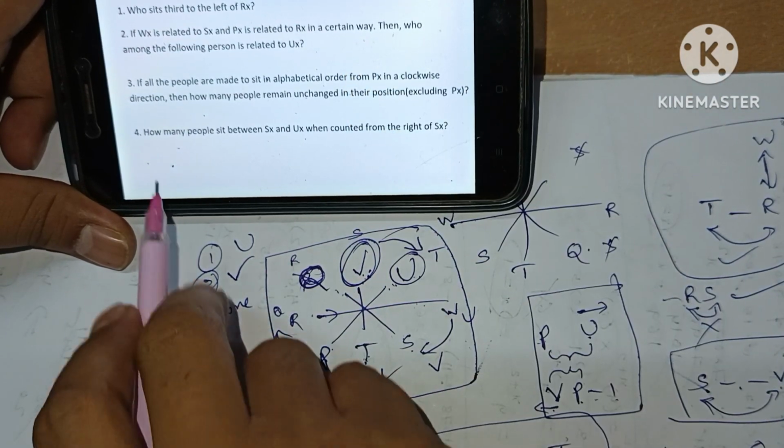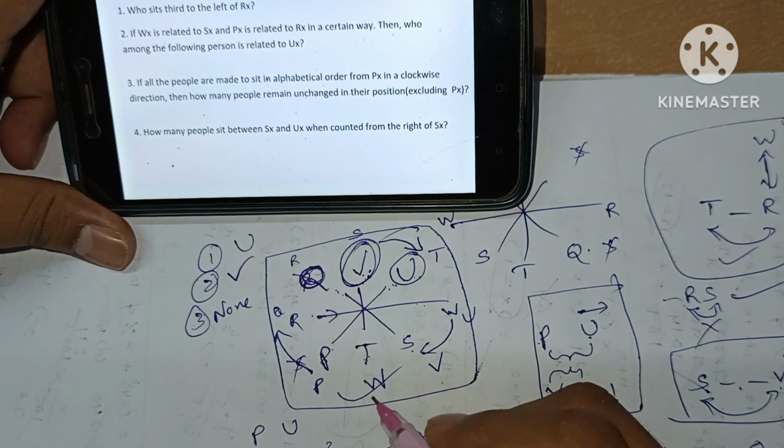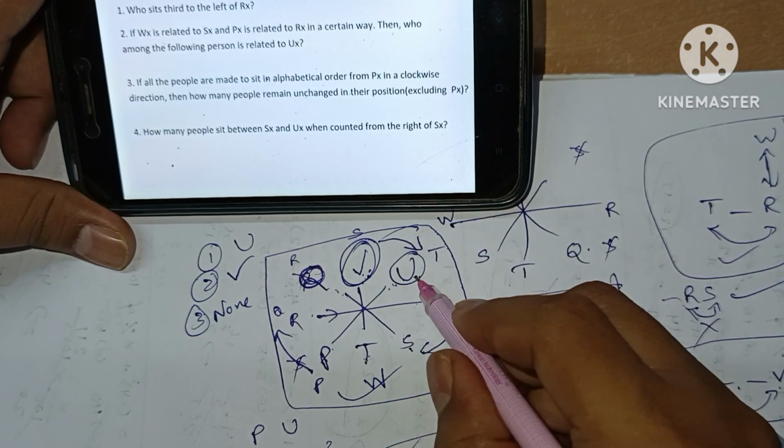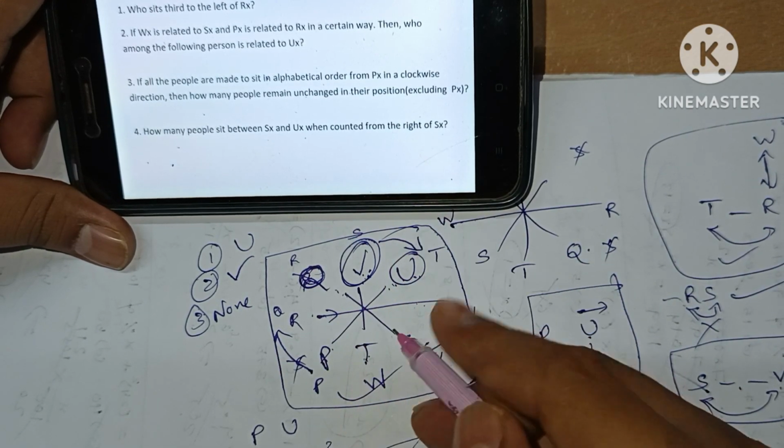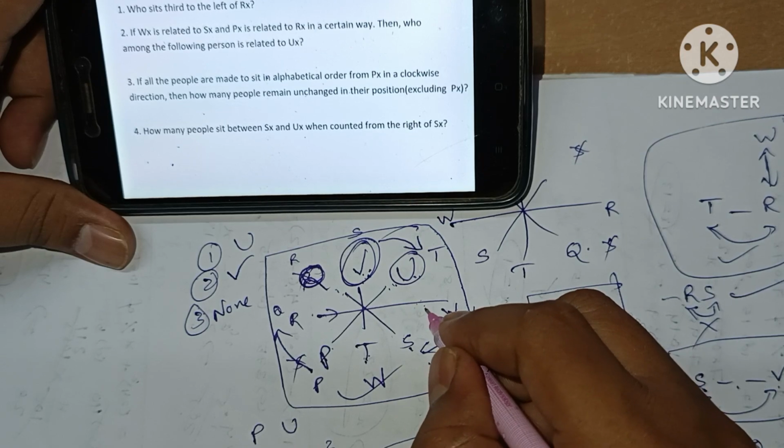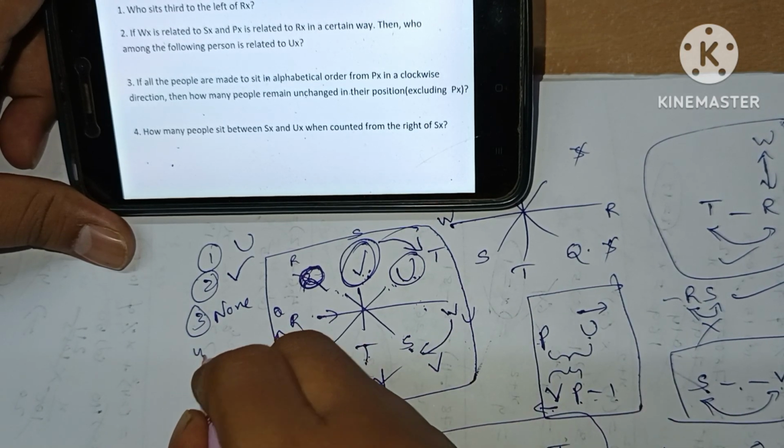Next, fourth question. How many people sit between S and U? Here it is S and it is U when counted from the right side of S. There is only one person sitting between U and S. Fourth one is 1.